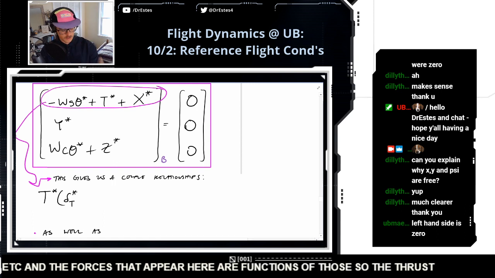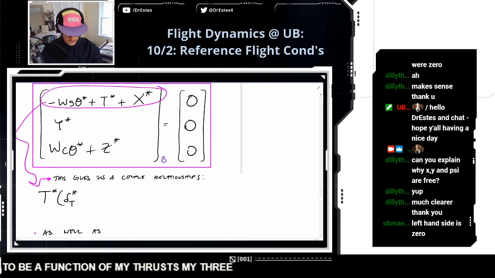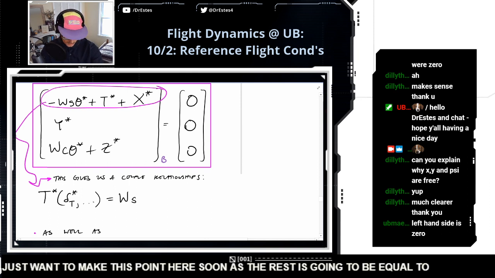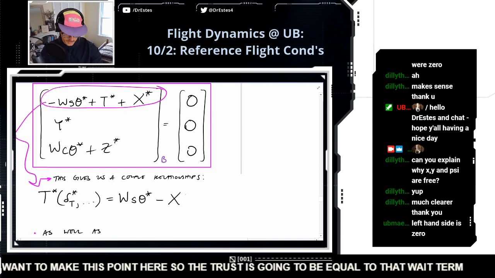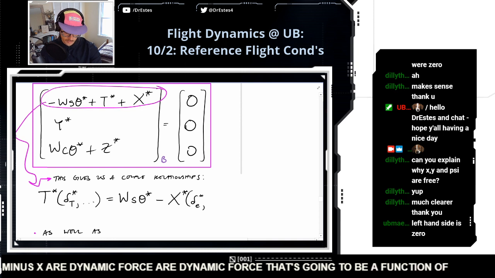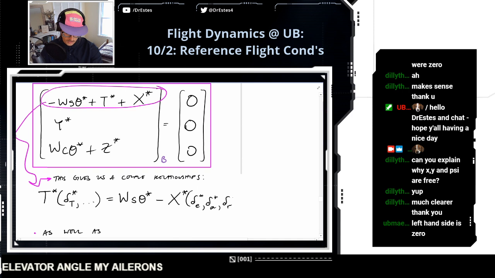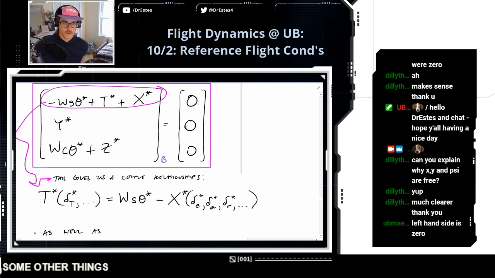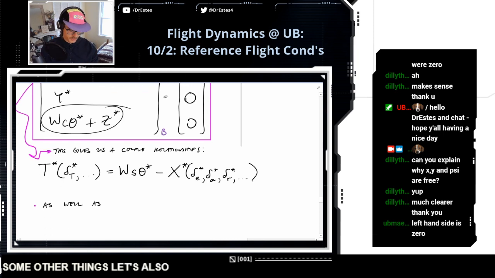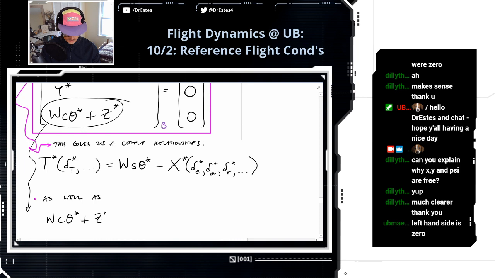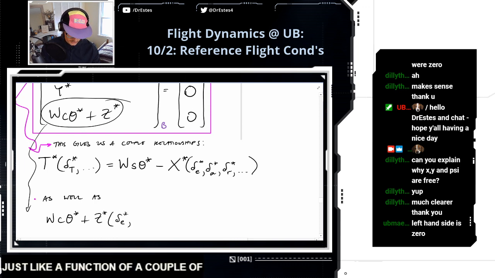So the thrust is going to be a function of my throttle setting input, whatever that is, and maybe some other things. And we'll get into more detail on this in coming classes, but I just want to make this point here. So the thrust is going to be equal to that weight term minus this X aerodynamic force. And this aerodynamic force is going to be a function of my elevator angle, my ailerons, my rudder, probably not so much the rudder, and some other things. And let's also do this with this equation. I'll just say Z star is a function of a couple of these things.